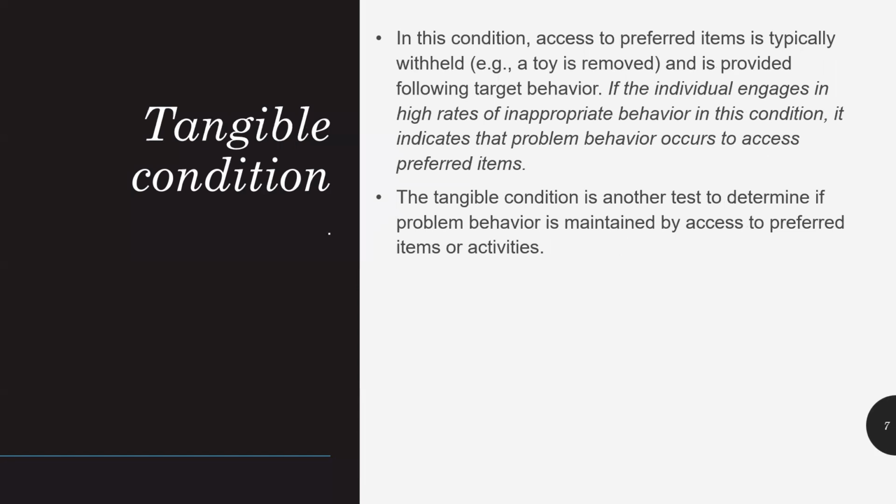For the tangible condition, access to a preferred item is typically withheld, like the child's favorite toy, and is provided following the target behavior. If the child engages in high rates of inappropriate behavior in this condition, it indicates that the problem behavior occurs to access preferred items. The tangible condition is another test to determine if problem behavior is maintained by access to preferred items or activities. So, pretty simple. As I said before, the name already explains how it works.